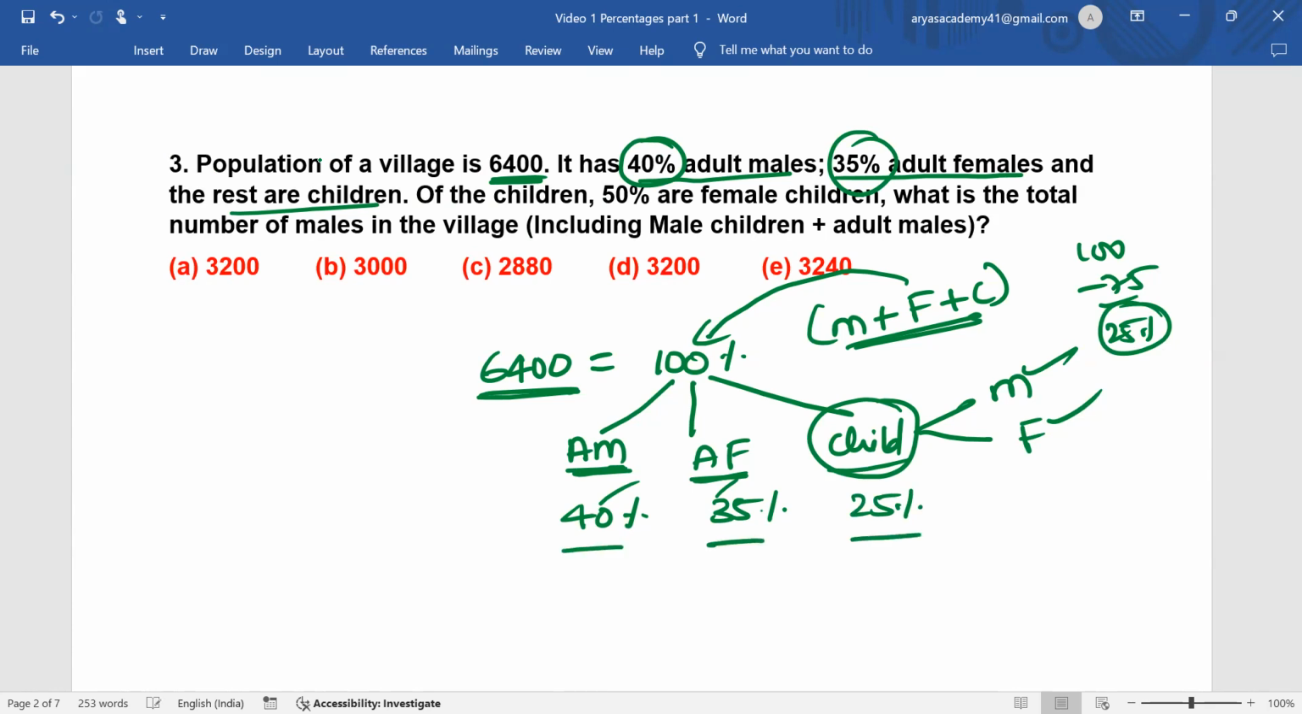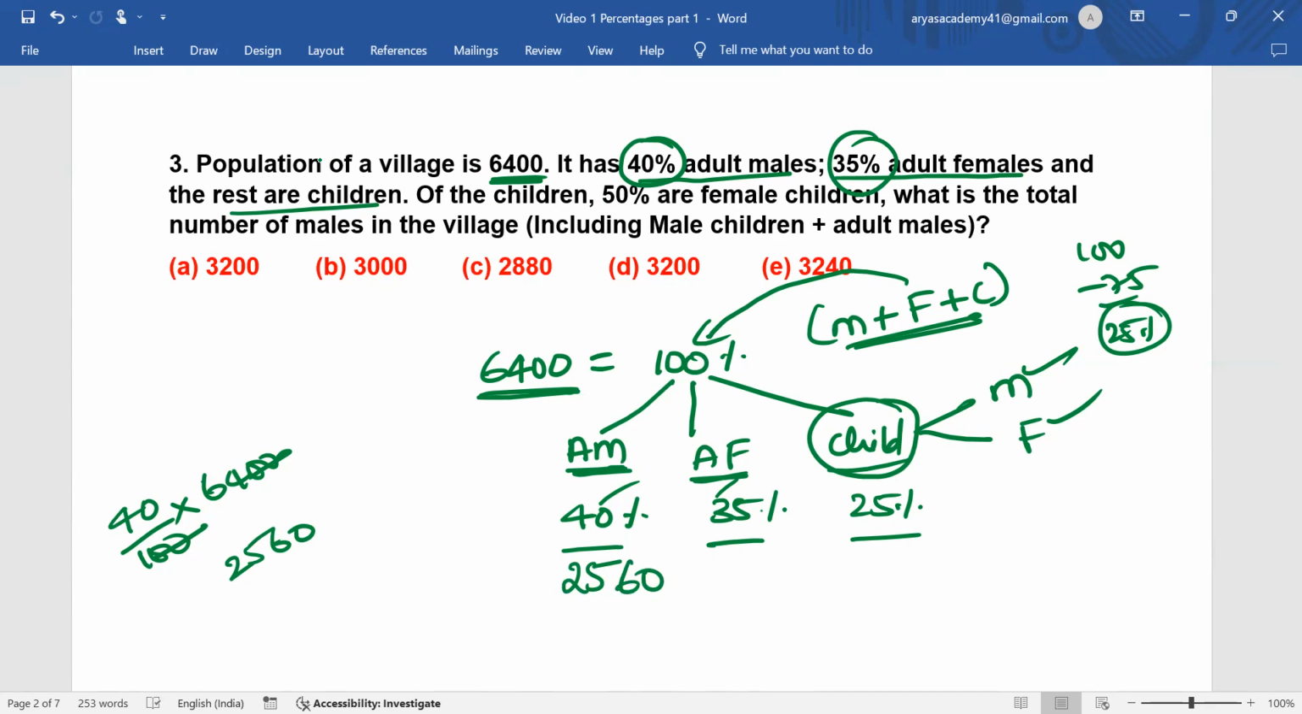Now you found out these values actually. What is the adult male value? 40%. 40% can be written as 2 by 5. If you don't know, you can do it like this: 40 by 100 upon the total population 6,400. These two zeros and these two zeros cancel. If you multiply 64 fours are 256, which gives 2,560.